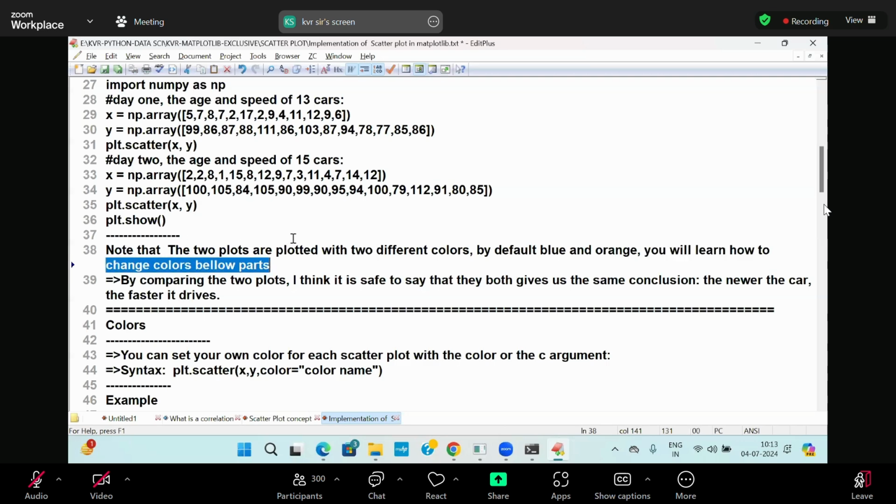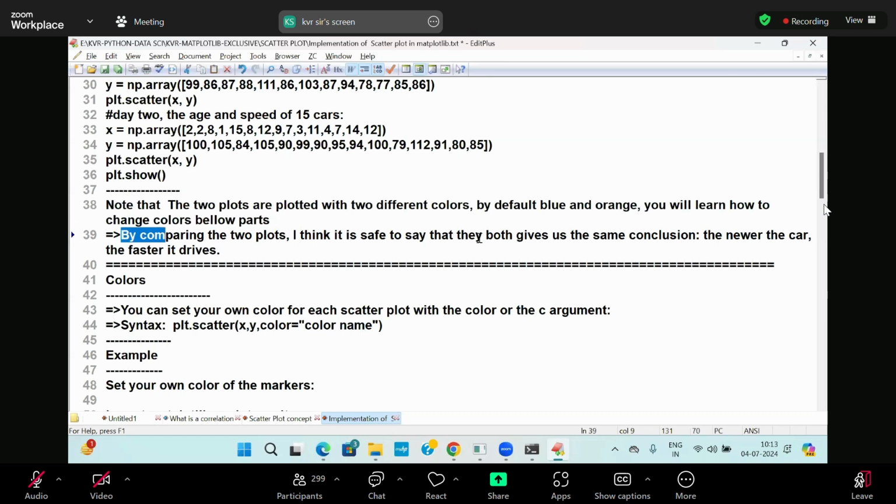By comparing the two plots, I think it is safe to say that both of them give the same conclusion. The newer the car, the faster it drives. The young car will drive faster. The older car drives slow. Are you following this? So what is it concluding? A newer car drives fast, and this is called a positive correlation. The older car drives slow, and the speed is reducing or not. That is known as what? Negative. Are you able to understand?